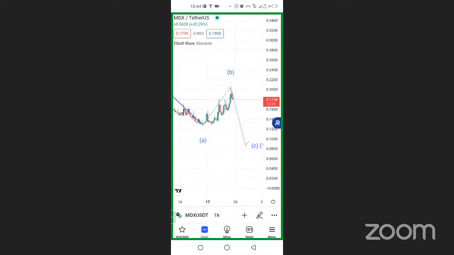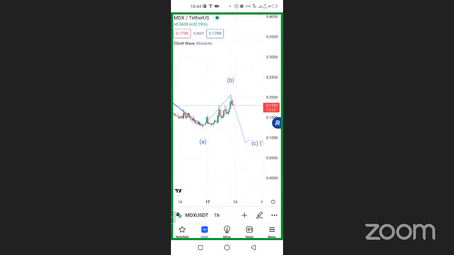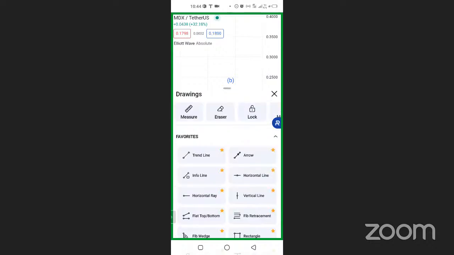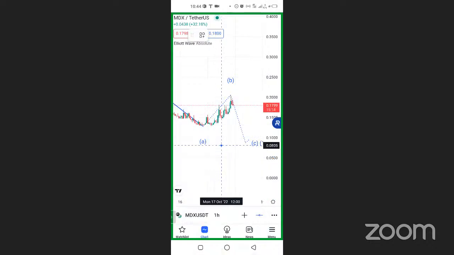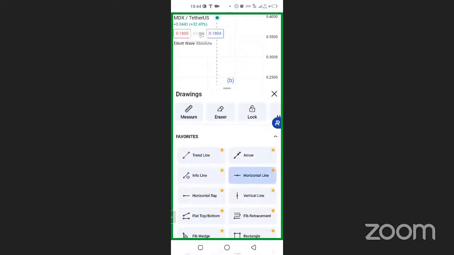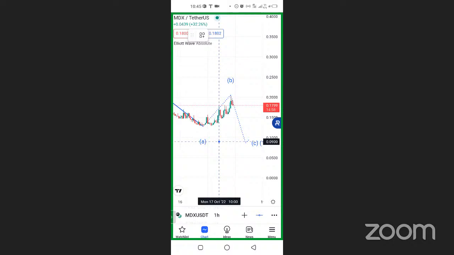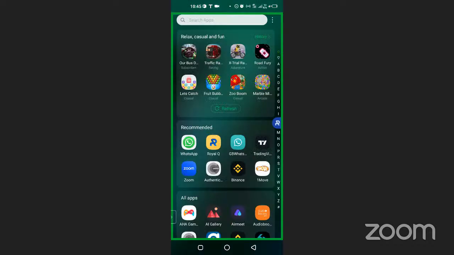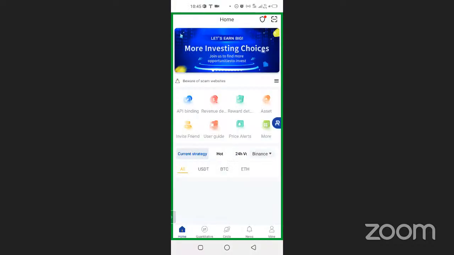Although, what you could do to never miss out on profit, I just get my horizontal line and draw a horizontal line here. That is 0.877, right? I could even go a little bit higher and draw my horizontal line around here, which is 0.09939. So what do I do? I go on my Royal Q, and I come here on price alerts.